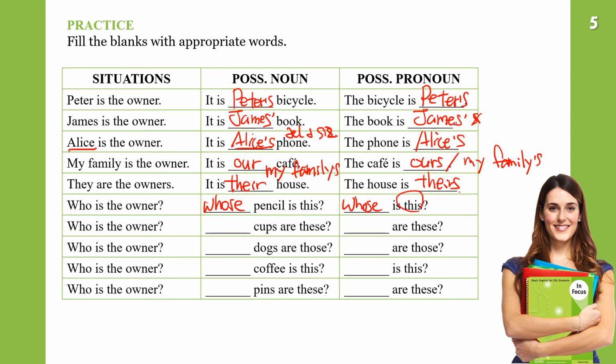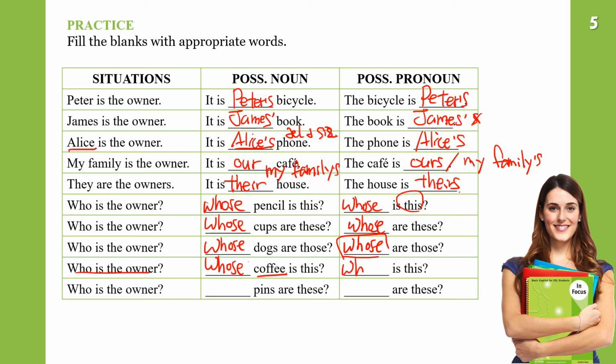And who is the owner? Whose cups are these? And you can say, showing the cups, whose are these? Who is the owner? Whose dogs are those? Okay, you can say, whose are those? As you're pointing out the dogs, you can say, whose are those? Who is the owner? Whose coffee? So singular, plural, or even an uncountable noun, you can use whose in the same way.